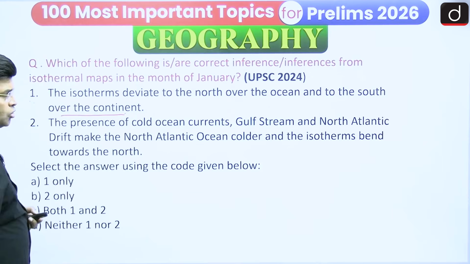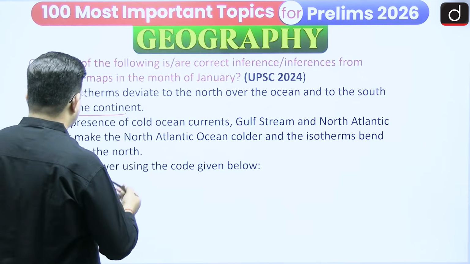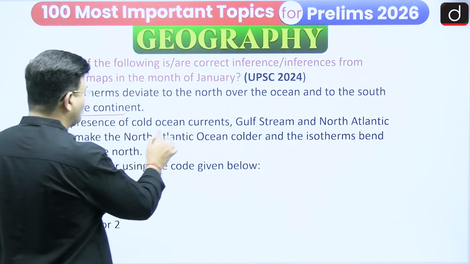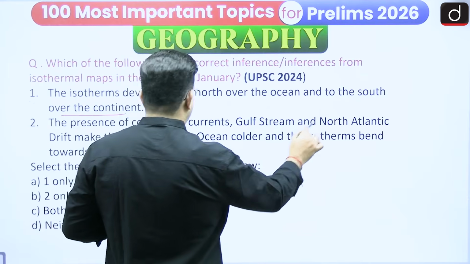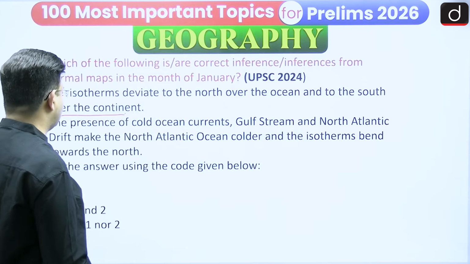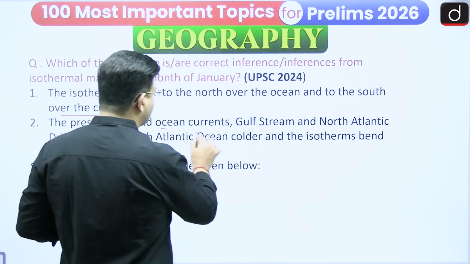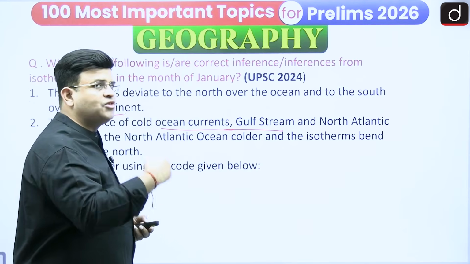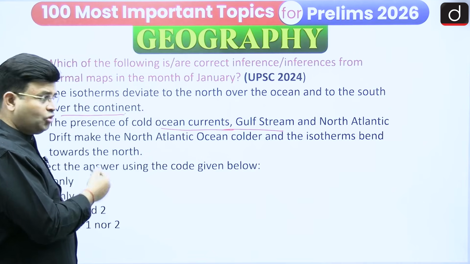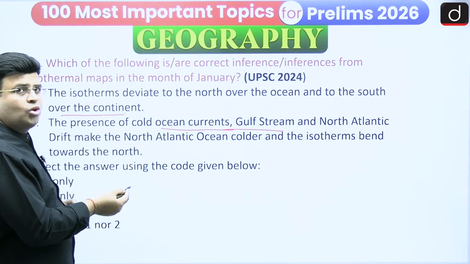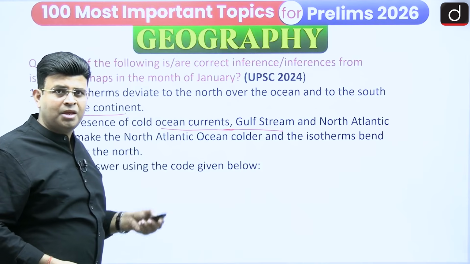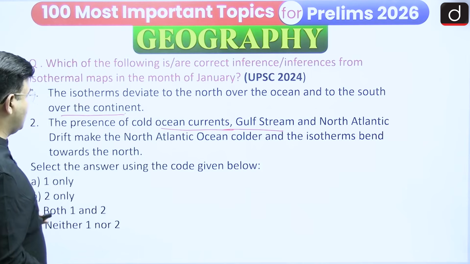The presence of cold ocean currents, Gulf Stream, North Atlantic Drift make the North Atlantic Ocean colder, and the isotherms bend towards the north. So you should have an idea of the Gulf Stream. You know that the Gulf Stream is a warm ocean current. North Atlantic Drift is a what? A warm ocean current. You need to know, these are not cold ocean currents. The Gulf Stream is a warm current moving along the eastern part of North America. So whether this statement is correct or wrong, accordingly you have to answer it.